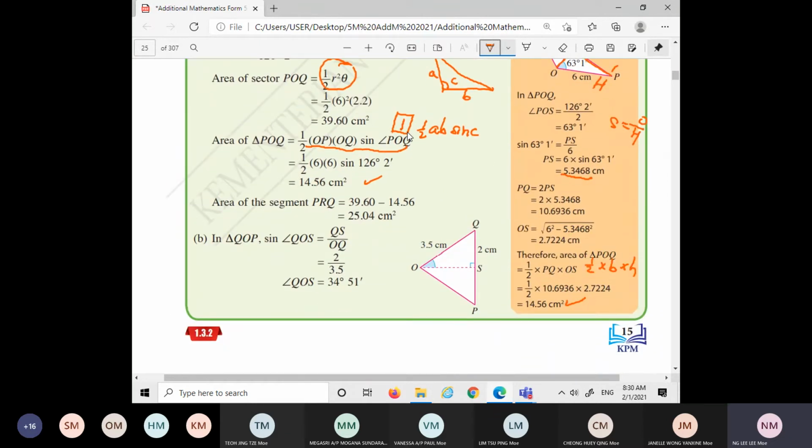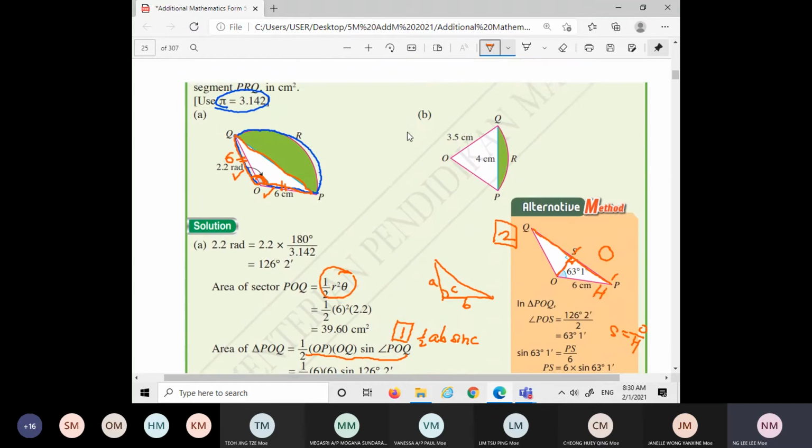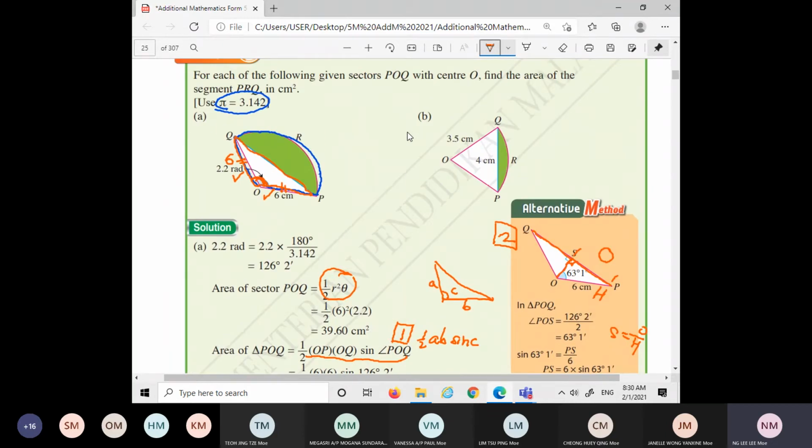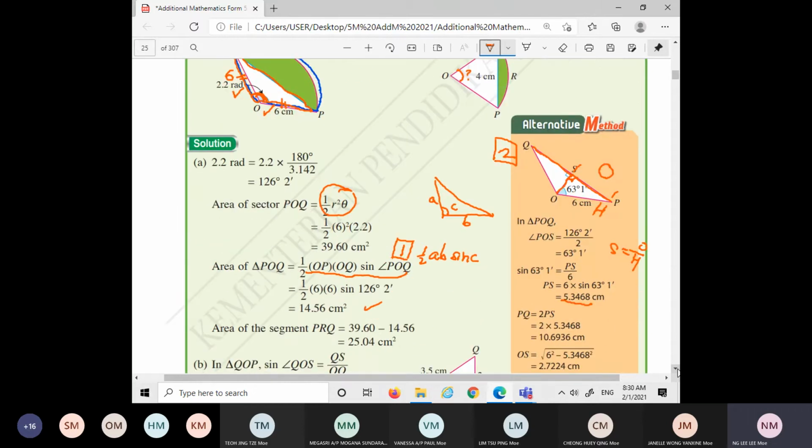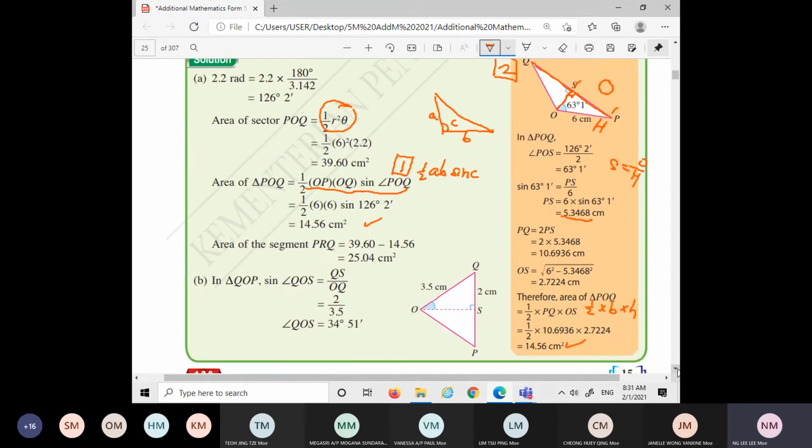Now we come to the third method. Go to part B, this example. They give you 4 centimeter and 3.5 centimeter. They didn't give you this angle. This question is complicated. So how do you find this angle? Let's look at the solutions. Same thing, cut this triangle into half. So the 4 will become 2 and 2. Then you have a right angle here.